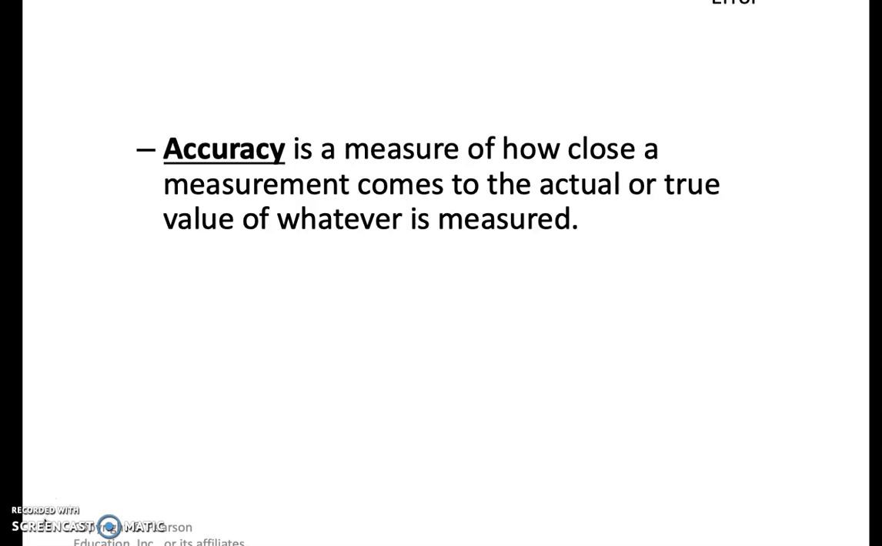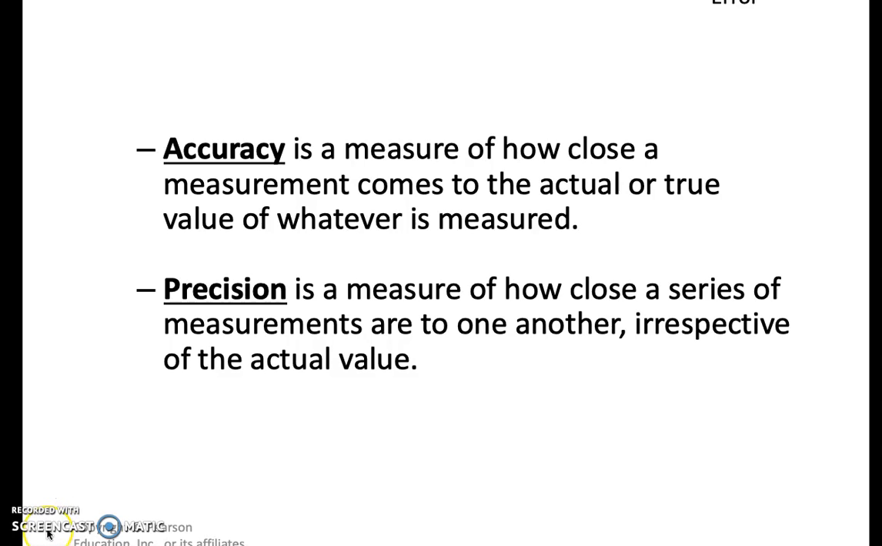Okay, how close you are to that bullseye. Now numbers can come into play as well. Okay, how close you can be to that certain number. Then there's also another term called precision. Precision is a measure of how close a series of measurements are to one another, irrespective of the actual value.